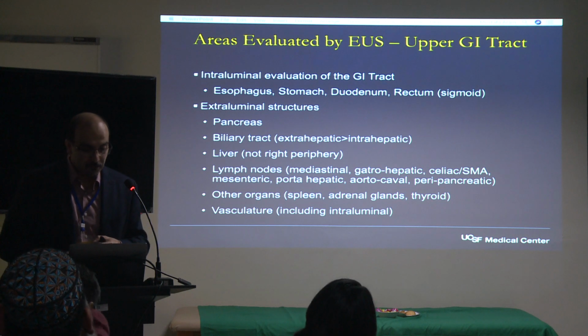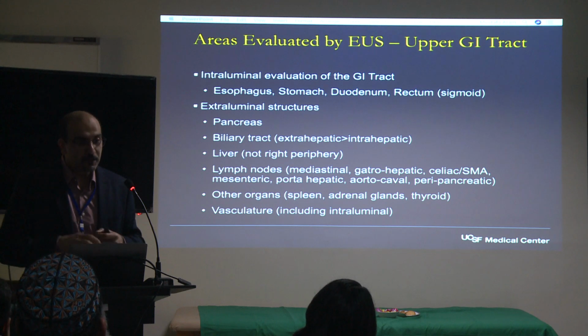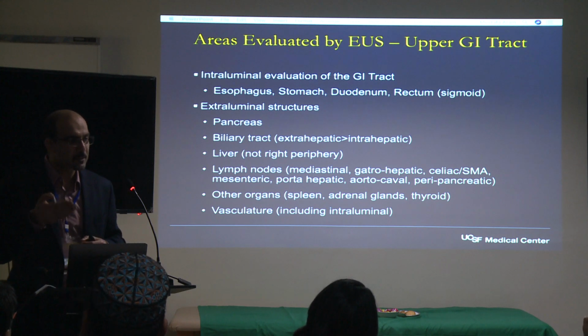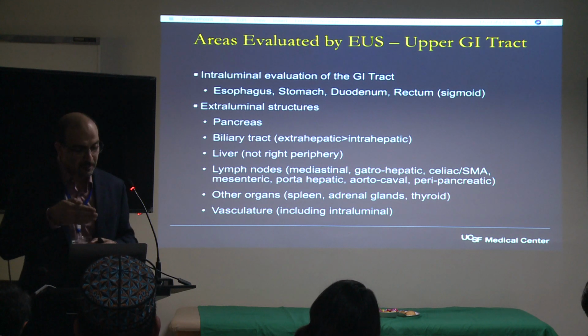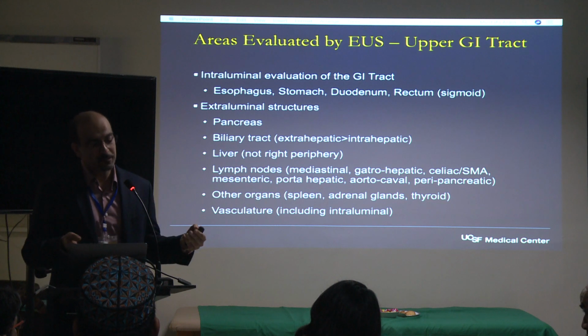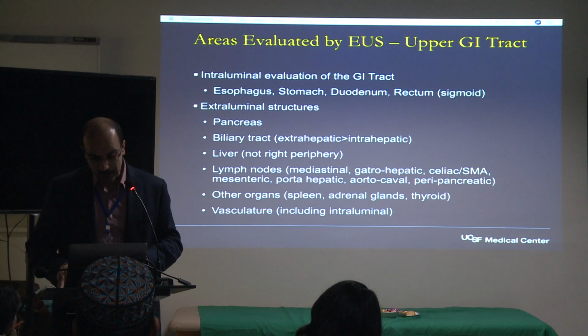So obviously the areas evaluated are wherever the scope can get us, right? So you can have intraluminal evaluation, so whatever the area you are in, esophagus, stomach, you can evaluate the walls and lesions within or just outside the wall. And then you have the extraluminal structures that we all know about: pancreas, biliary system, liver, lymph nodes, etc.